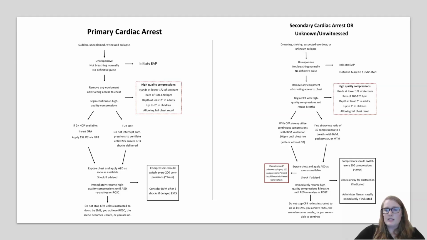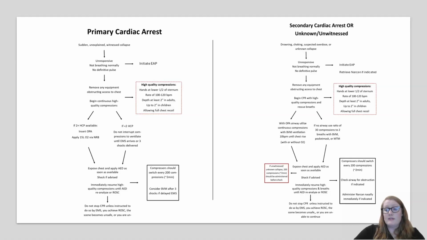We still expose the chest. We still put the AED on. With the caveat that if this is an unknown or unwitnessed collapse, we need to make sure that we get 2 minutes of high quality CPR before we shock them. And then we're immediately back on the chest. We still have considerations for switching compressors.